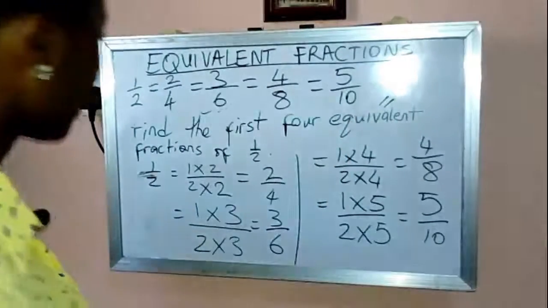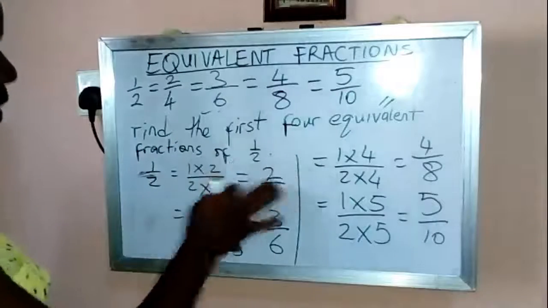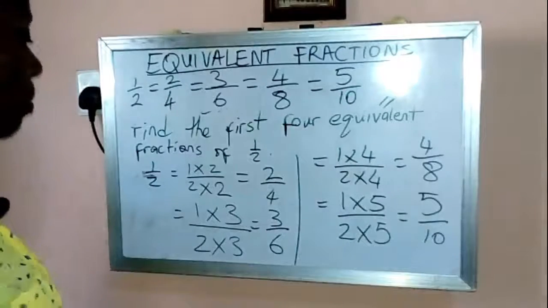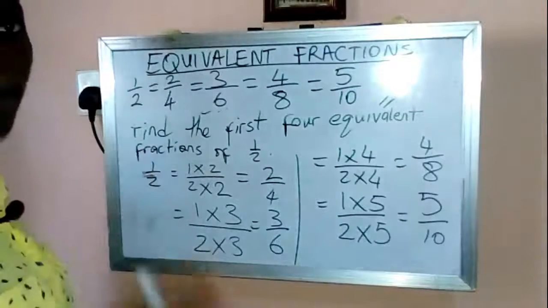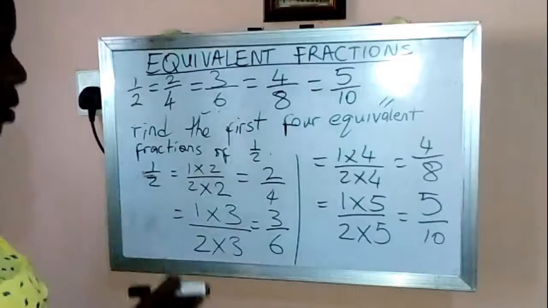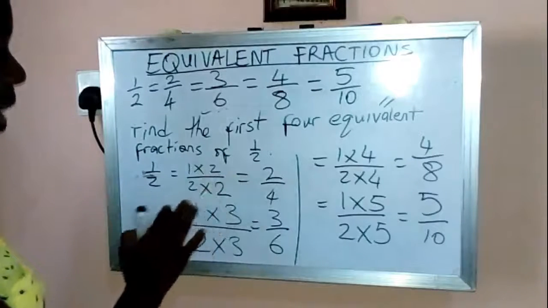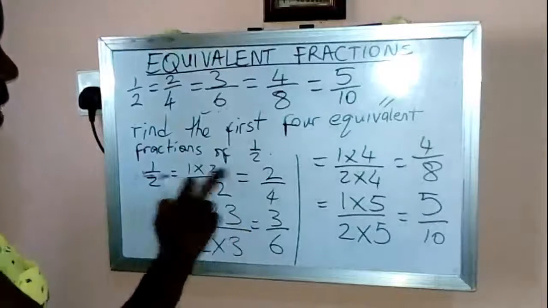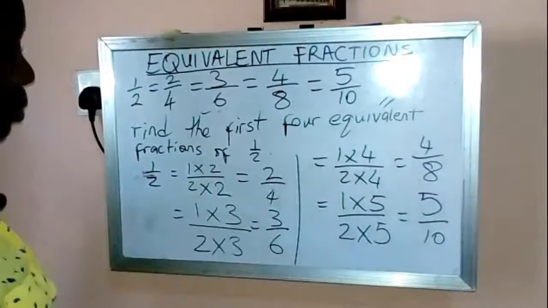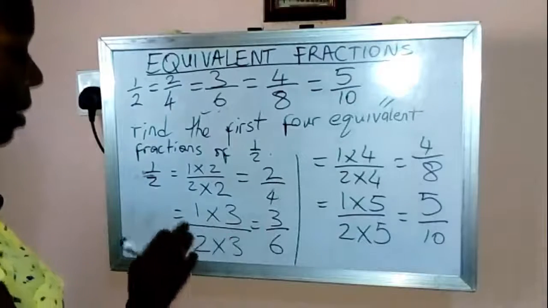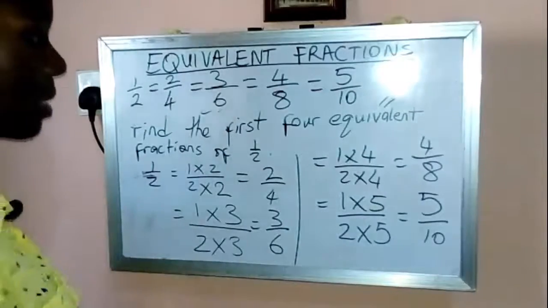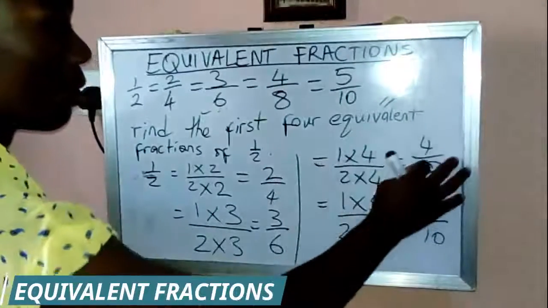Okay, again I'll go over it. Find the first 4 equivalent fractions of 1/2. I said equivalent fractions of a particular fraction can be gotten by multiplying both the numerator and the denominator by the same number. So here we started with the smallest number after 1, which is 2. We have 1 times 2 all over 2 times 2. 1 times 2 gives us 2. 2 times 2 gives us 4. After 2, the next number we know is 3. We multiplied 1 times 3 and got 3. 2 times 3 we have 6. The next one is 1 times 4, which is 4.